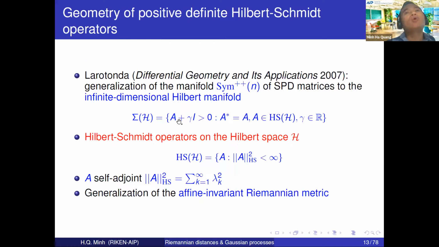So it's actually the set of the form A plus gamma I, where gamma is greater than 0, A star is equal to A, so A is self-adjoint, and A is Hilbert-Schmidt. And we recover, if A is self-adjoint, the Hilbert-Schmidt norm squared just equal to the summation of all the eigenvalues squared. So Larotonda generalized the affine invariant Riemannian metric.